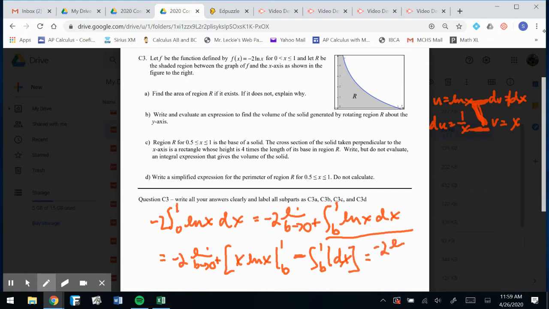So it'd be -2, the limit as b approaches 0 from the right-hand side of, I'm going to plug in the 1 and the 0 here. I'm going to actually do this work to simplify it. So that'd be 1 times the natural log of 1, which would be 0. Now I'm plugging in a b, not a 0, sorry. And then it's going to be minus b times the natural log of b. Remember, it's not really a 0. And then I still have to do this piece right here, which is minus, what is the antiderivative of 1? Well, that's just x, and then I'm going to evaluate that from b to 1. So I have to do even more work.